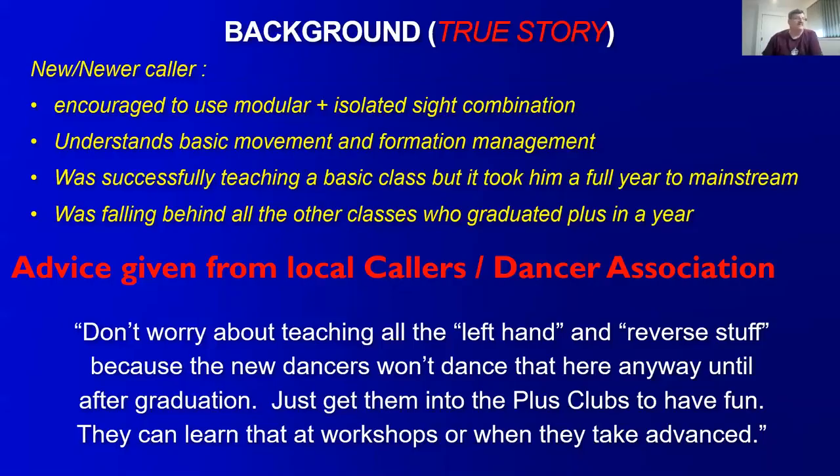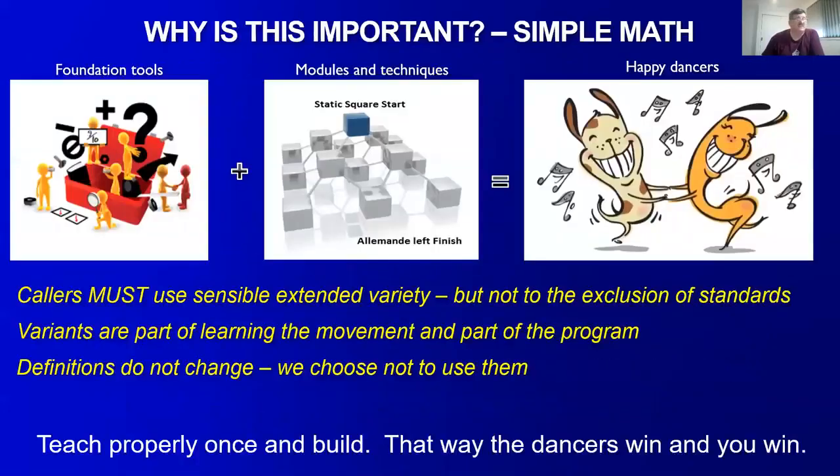So why is that important? Well, it works out to simple mathematics. When you have a movement with an extended variation of that movement, such as reverse flutter wheel or left square through or any variation such as a recycle from a left-hand wave, you've got to use that movement with the original movements, but not in exclusion of the original movement.